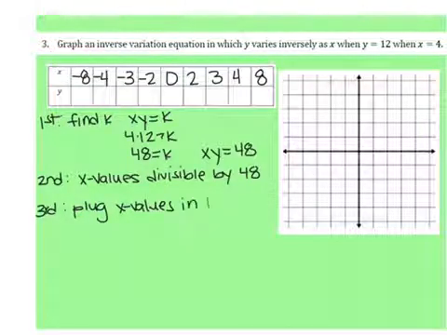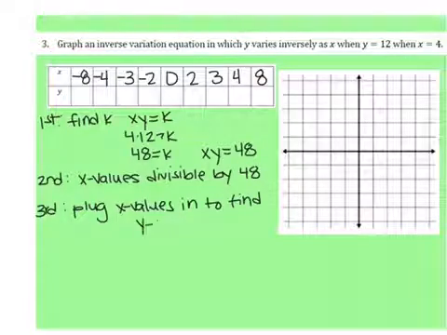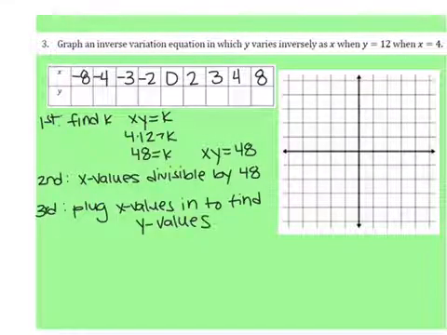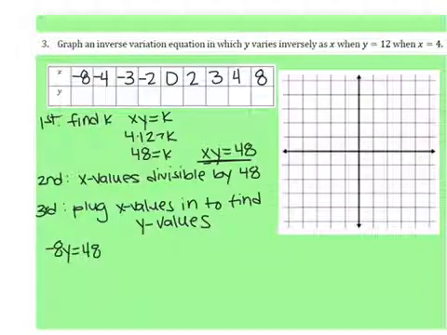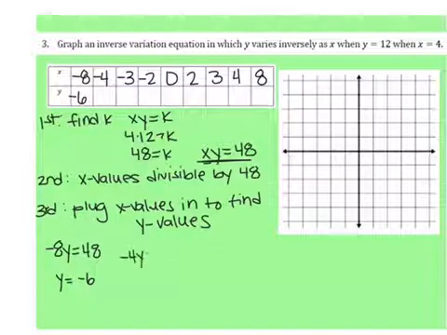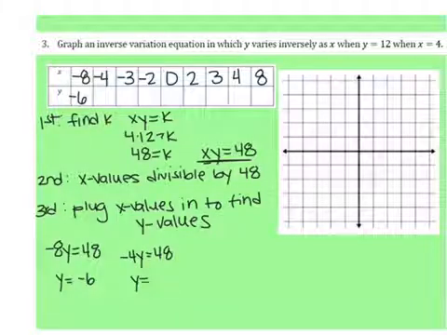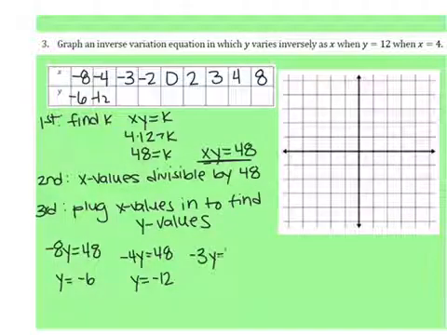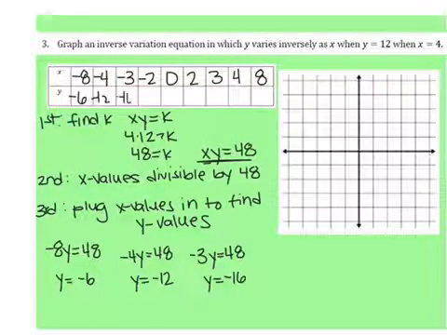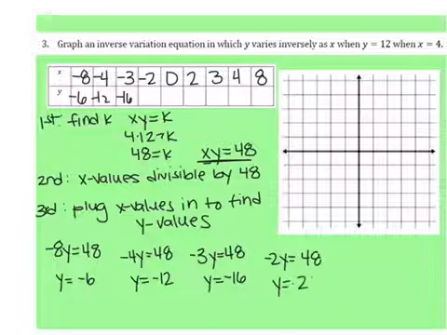Now step number 3, our third step, is plug in x values to find y values. So we would have the equation that we're using, x times y equals 48. I'm going to have negative 8 times y equals 48. Divide that out, y is going to be negative 6. Negative 4y equals 48. Divide that out, y is going to be negative 12. Negative 3y equals 48. Y is going to be negative 16. Negative 2y equals 48. Y is going to be negative 24.